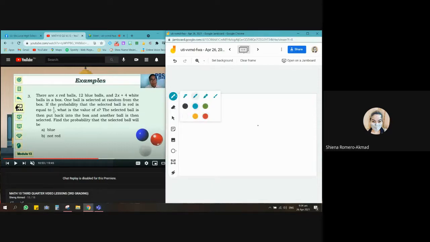Ilan yung blue? 12 po. 12, correct. Ilan yung white? Naku, hindi ko mapapakita yung white, black na lang. Ilan yung white? Plus 4. 2x plus 4 po. 2x plus 4.